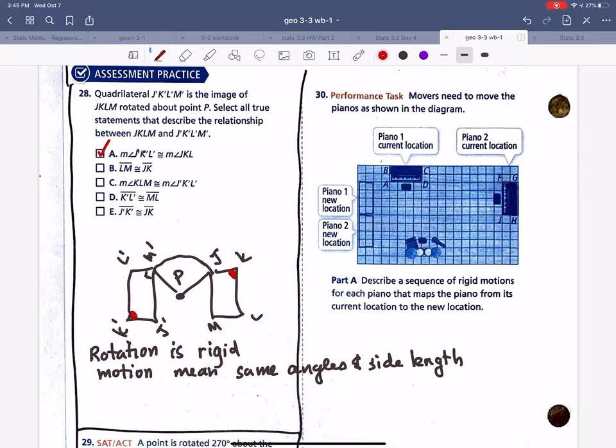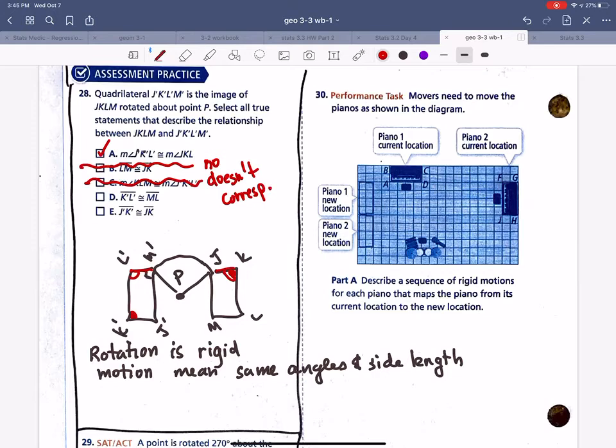Would LM be congruent to JK? Well, in my picture, this would, but not necessarily true. Those are not corresponding lengths, so that'd be nope. Would angle KLM, this angle, match JKL? No, not necessarily. What if this shape was slightly different? That one doesn't correspond. So I'm going to say no. Doesn't correspond.